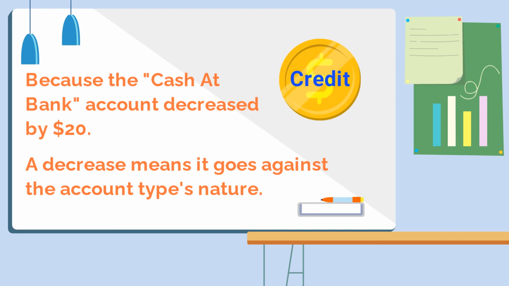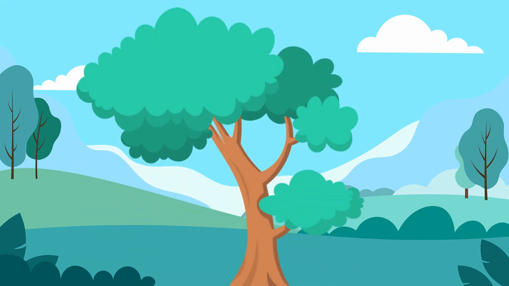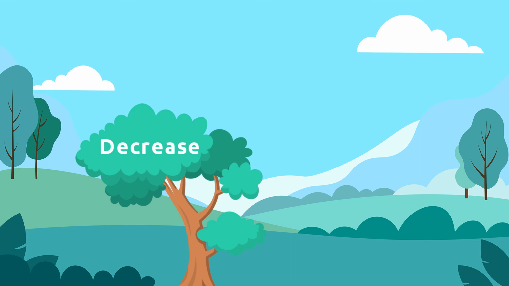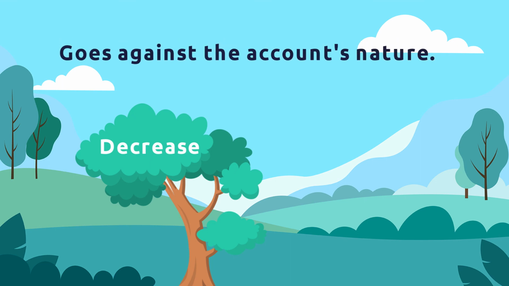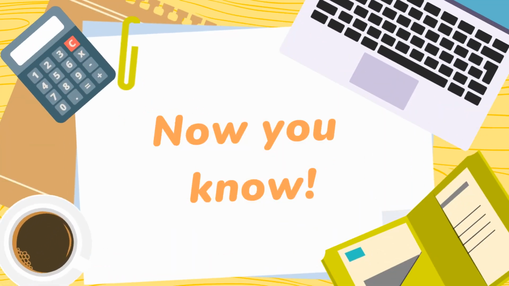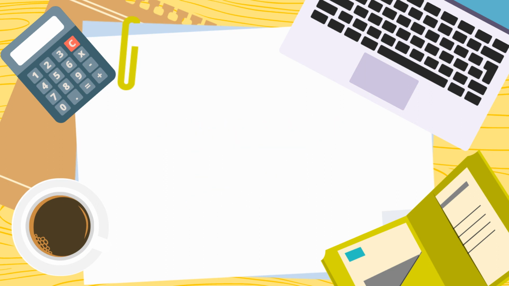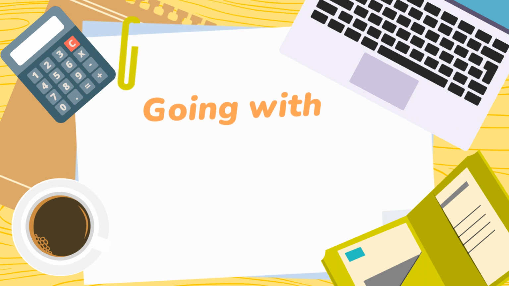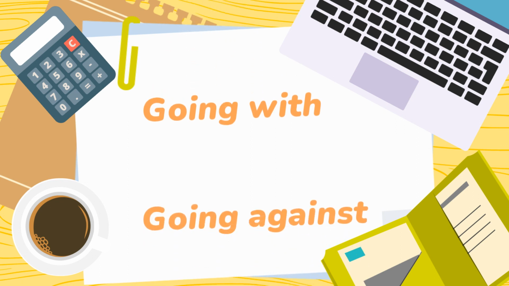So that's it for our two example transactions, and as you can see, when you increase the value of a general ledger account, the posting you make to that account will follow the nature of the account. And when you decrease the value of a general ledger account, the posting you make to that account will go against the nature of the account. So now you know how to decide whether a posting you make to a general ledger account should be a debit or a credit.